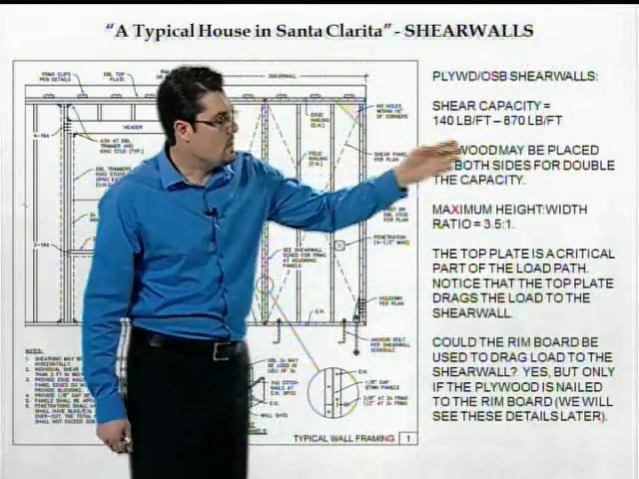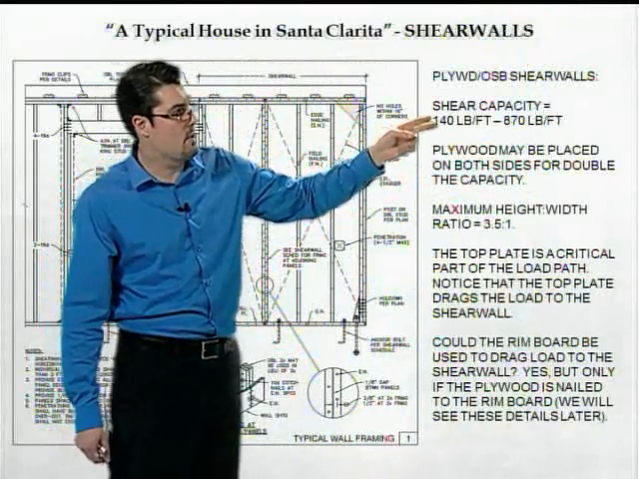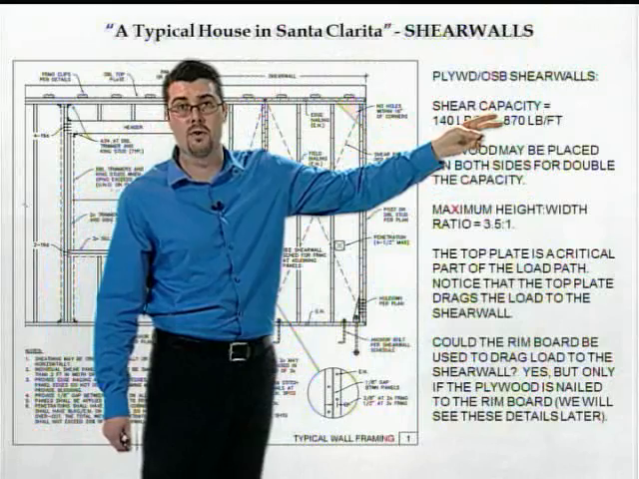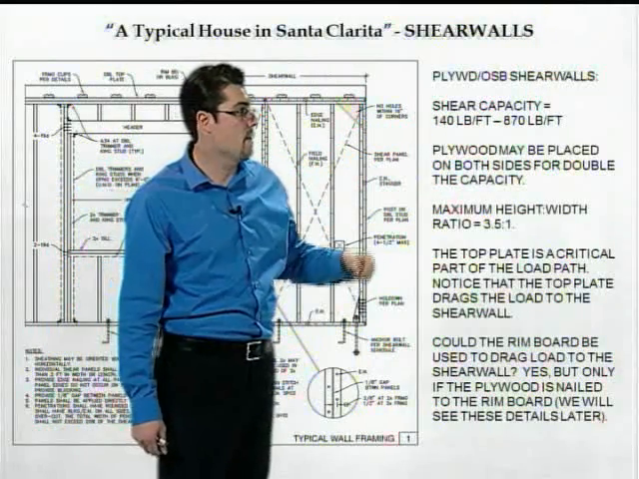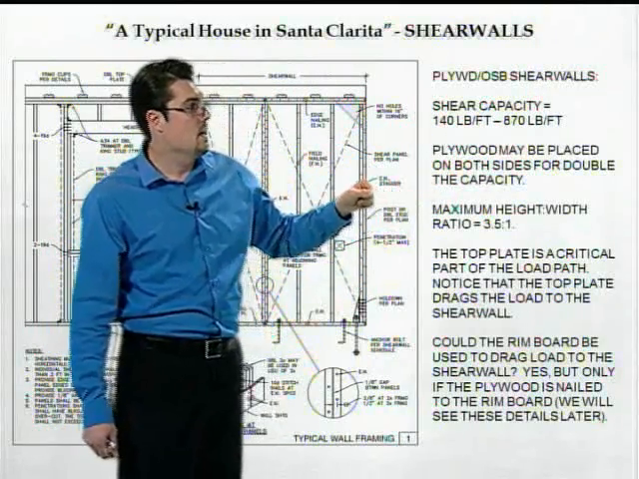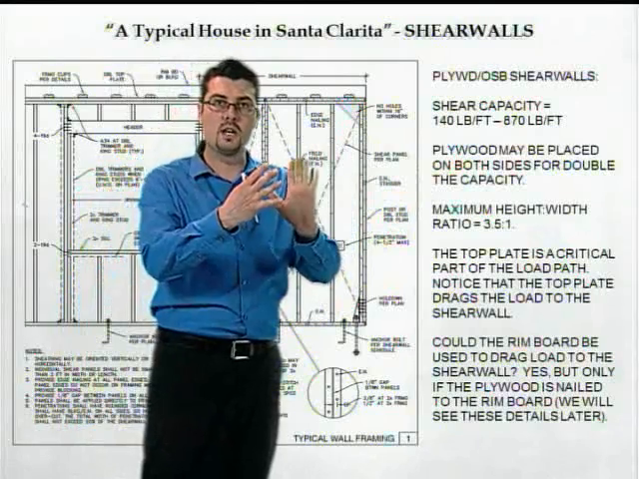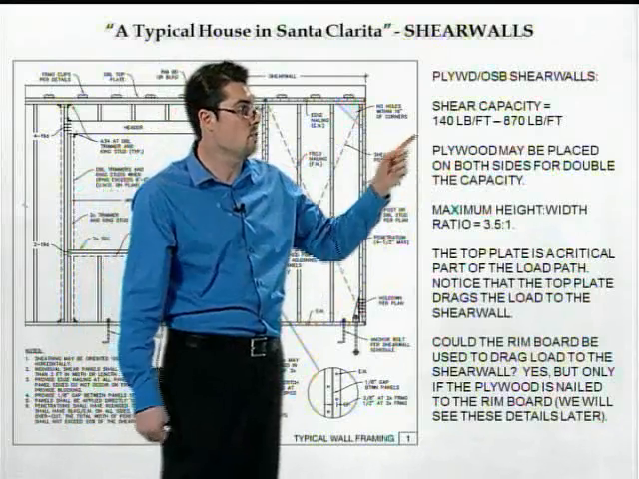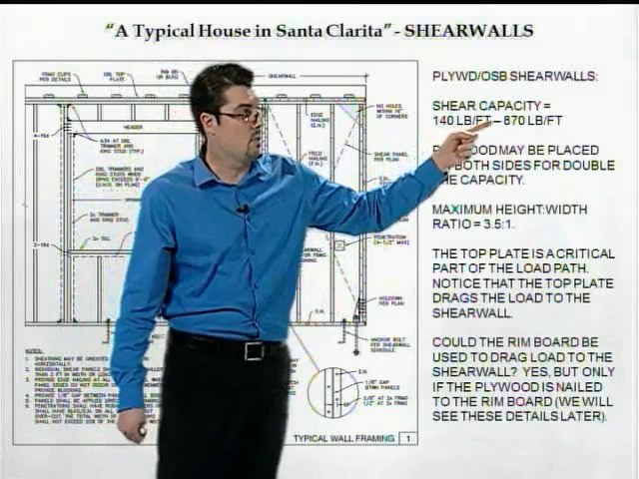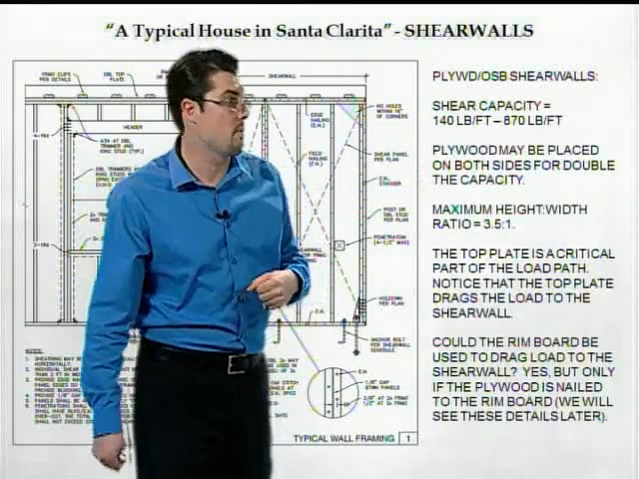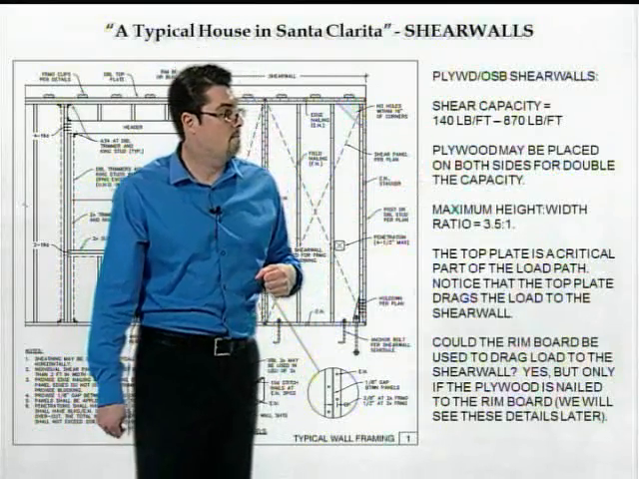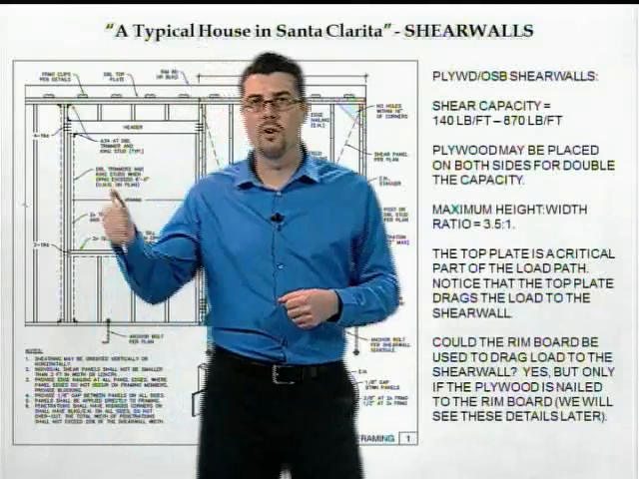Now, for plywood shear walls, you get about 140 up to almost 900 pounds a foot. So you get some pretty high values for plywood shear walls. You can also put plywood on 2 sides of walls to double the capacity. So technically, you could build a shear wall that had over 1,600 pounds a foot of capacity. Let's go ahead and move on.